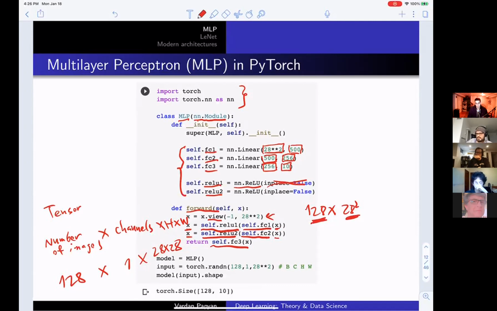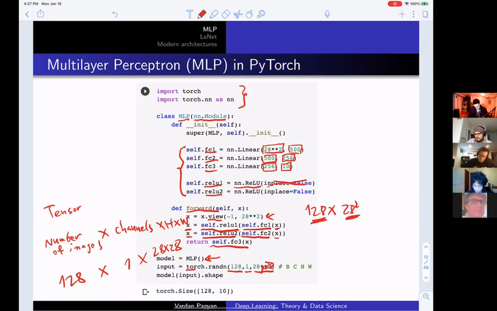Now, once we've defined this class of a network, which is called a multi-layer perceptron, we can initialize it. So here's the initialization. And we can pass a fake input. What is a fake input? A fake input is basically just passing garbage through the network. So instead of passing actual images, we're just passing some random numbers just to check whether it works, right? So what should be the size of the input? The size of the input is 128 by 1 by 28 squared. So I guess it should have been 28 here, but it doesn't really matter.